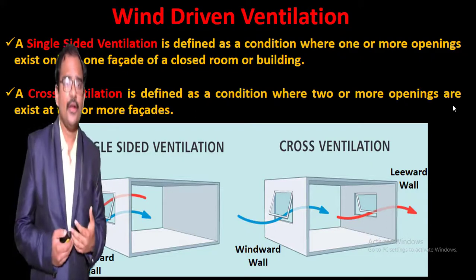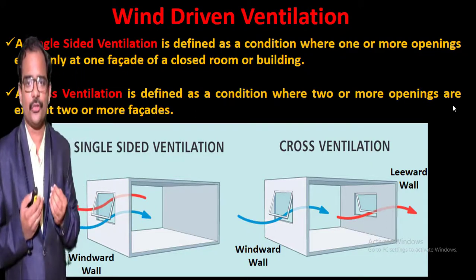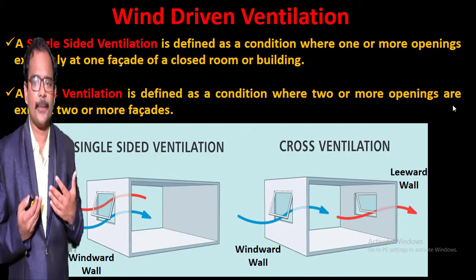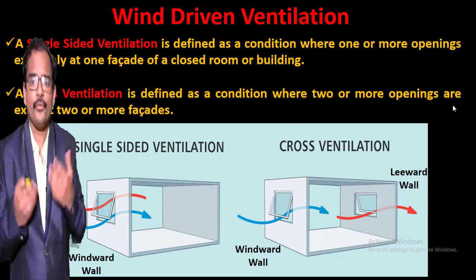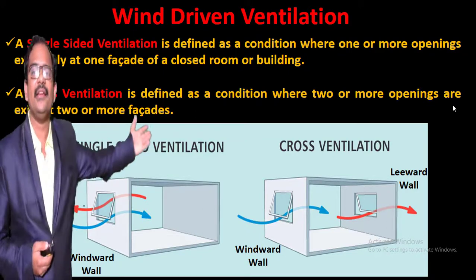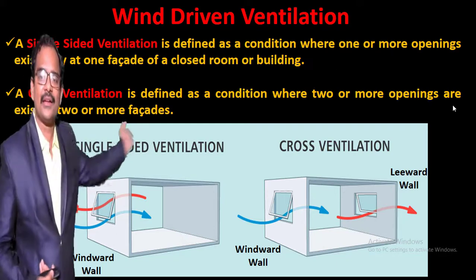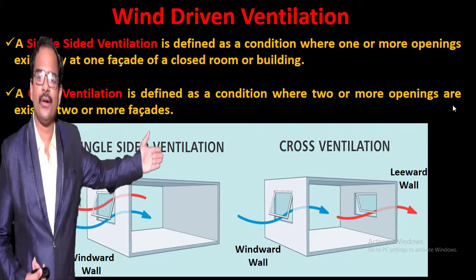And the second one is cross ventilation. So what is cross ventilation? Cross ventilation is defined as a condition where two or more openings exist at two or more facades. Now you can see there are two walls. One is a windward wall, another one is a leeward wall. So what is a windward wall? The wall from which wind enters the home or a closed space is called a windward wall.